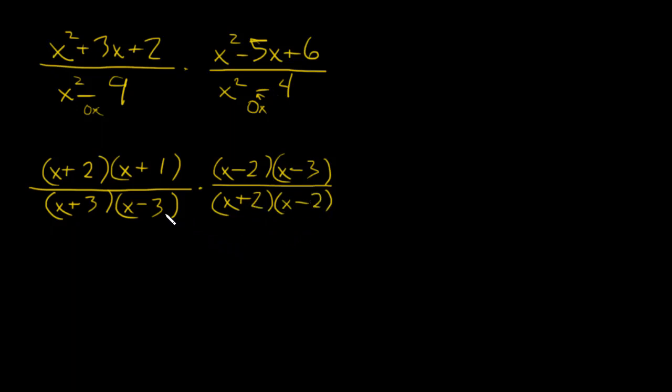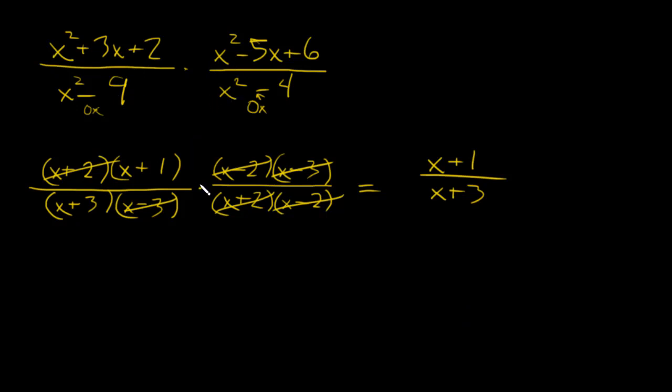Let's start canceling. So I've got plus 2, no plus 1, x minus 2, there it is, right there. And then x minus 3, well, that leaves me with x plus 1 over x plus 3. All right, so not too bad. The main thing is you just have to be able to factor all of this.